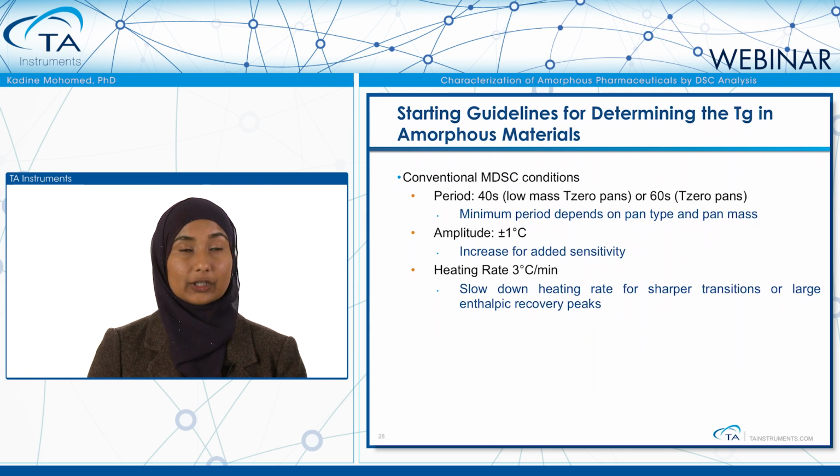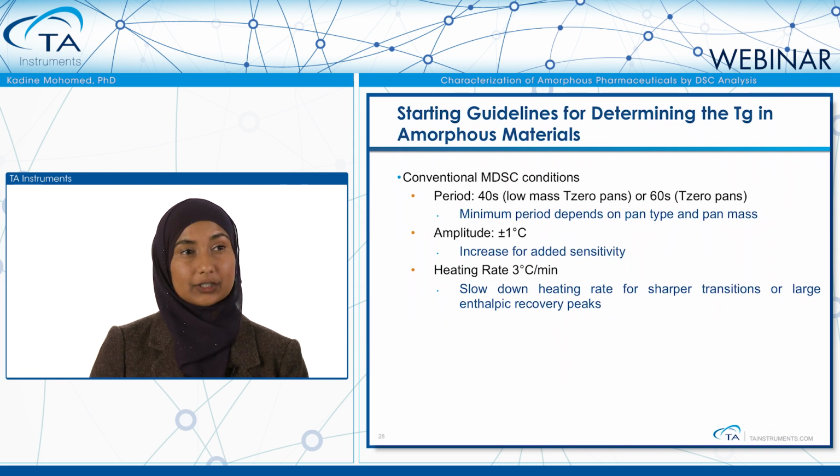The amplitude, when looking for the glass transition, we would like to stay within the conventional MDSC test conditions. So notice here we're using quite a large amplitude. If I were to perform a test, let's say at 60-second period modulation, an amplitude of 1 degree C and a heating rate of 3 degrees C per minute, and I still have a very difficult time finding the glass transition, an option for me would be to increase the amplitude. Increasing the amplitude increases the sensitivity to the detection of the glass transition.